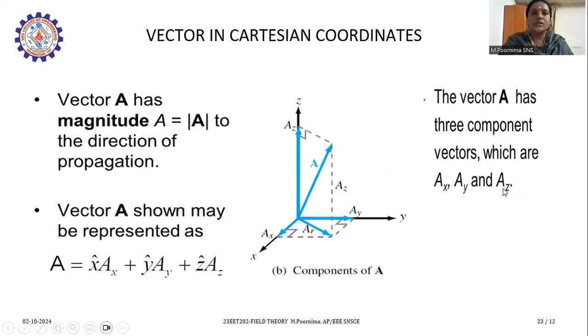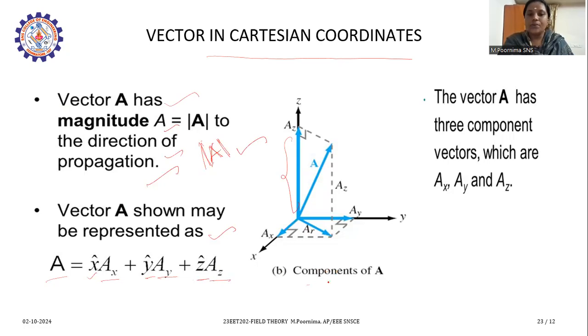Here, vector A has magnitude A, which is equal to the modulus of vector A. So vector A, whose magnitude is the modulus of A, may be represented by x vector into ax, y vector into ay, and z vector into az. These are the components of A.